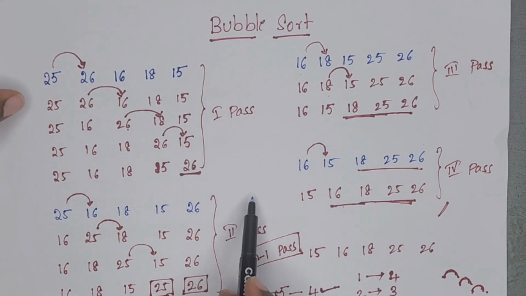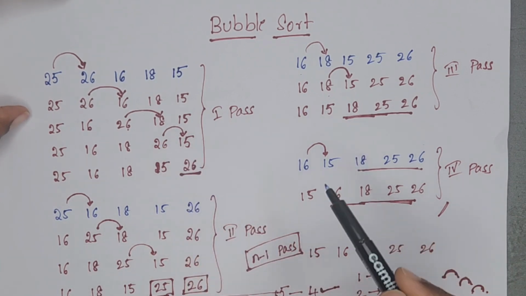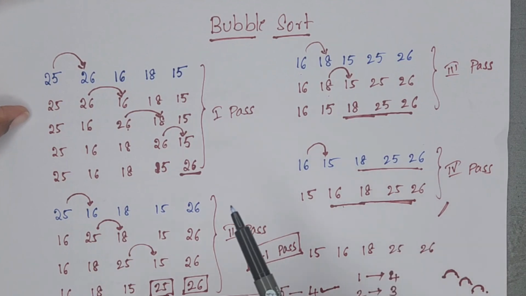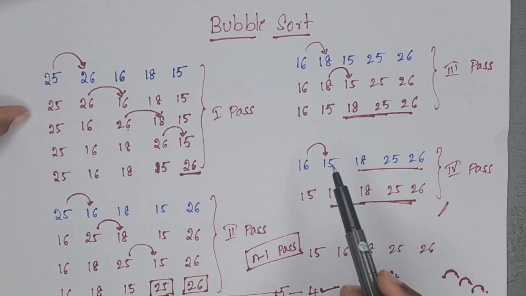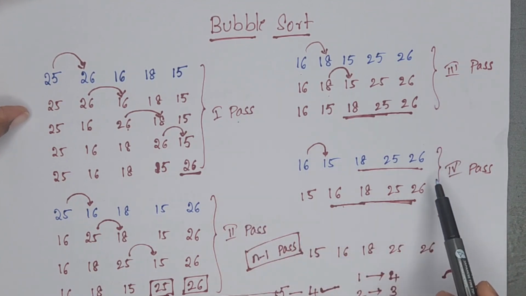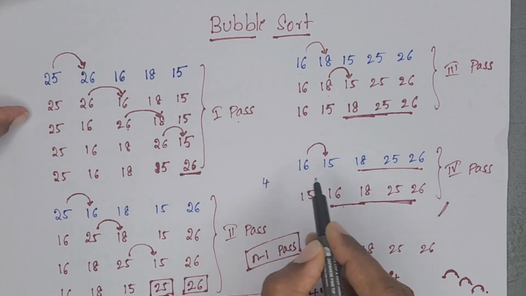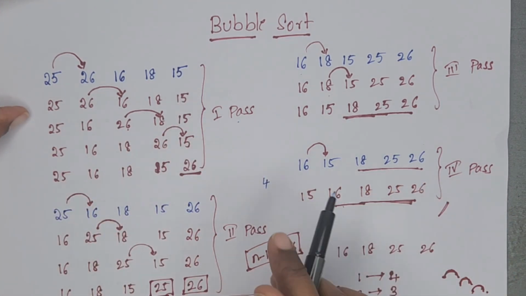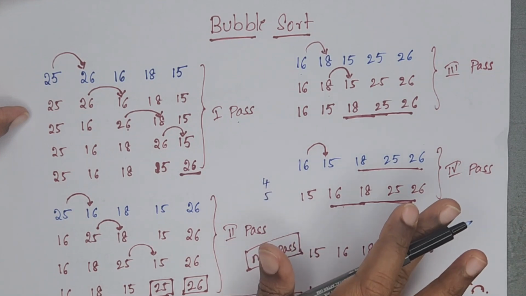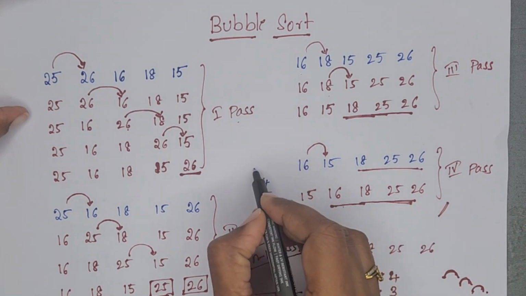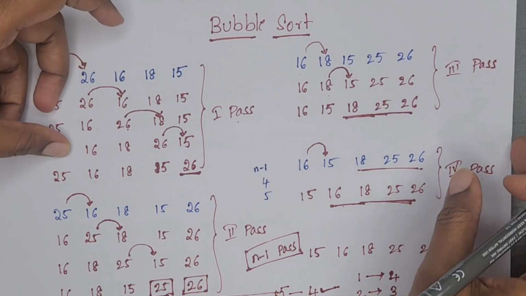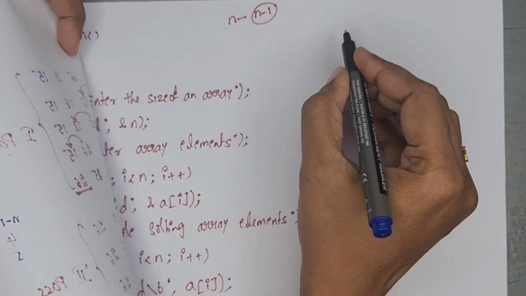That is the reason whenever you are performing a repeating task, you can use a loop. So how many times do we have to repeat the loop? Here the number of comparisons is 4. So 4 times you have to repeat the loop if the number of elements is 5. If the number of elements is 6, then 5 times you have to repeat the loop. It means that n minus 1 times we have to repeat the loop. So we'll use one for loop.